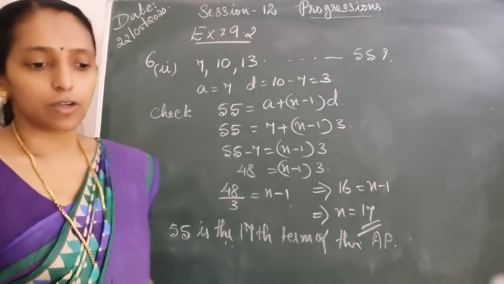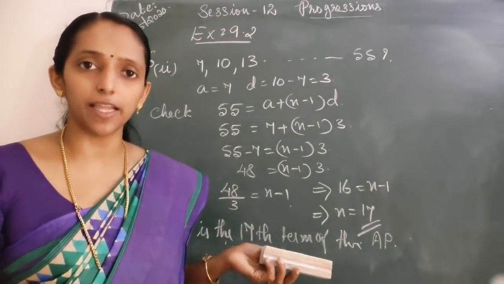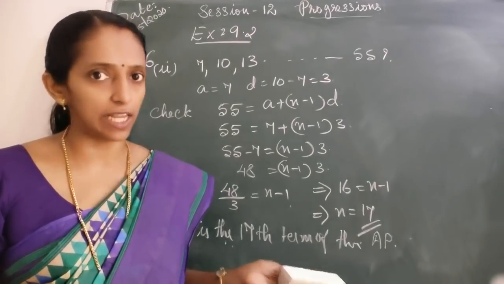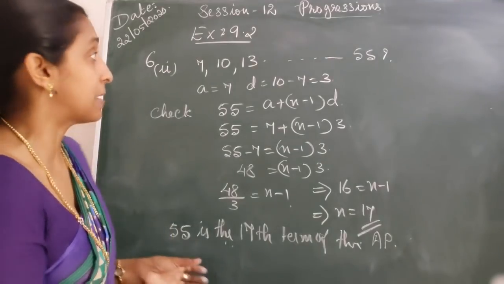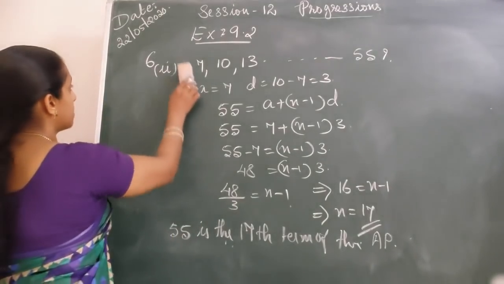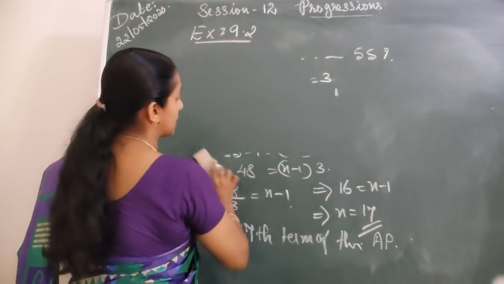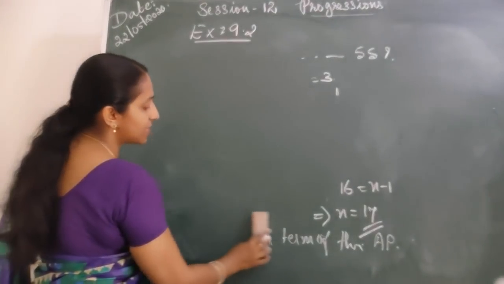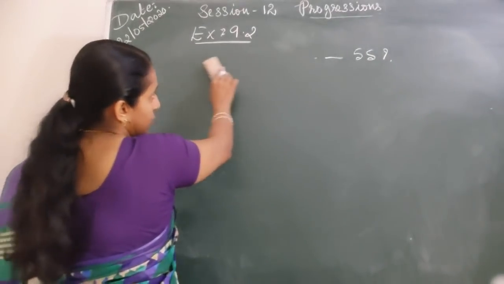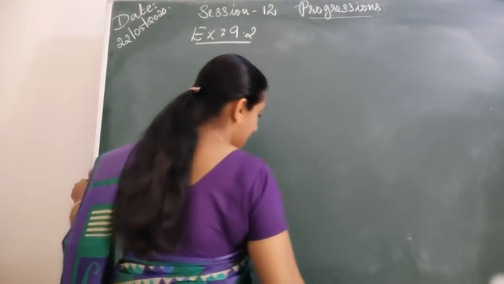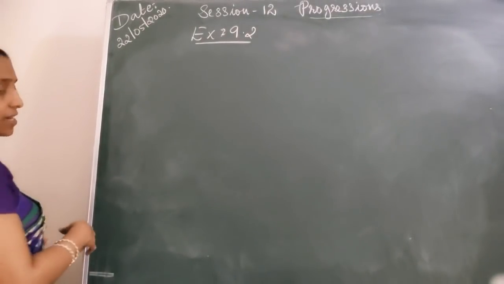Now, question number 7 you can do by using the formula L minus n minus 1 into D, that you do as homework. Then we are going to question number 9. Question number 9, which will be the first negative term? A negative term comes after 0 only, if you are going backward.